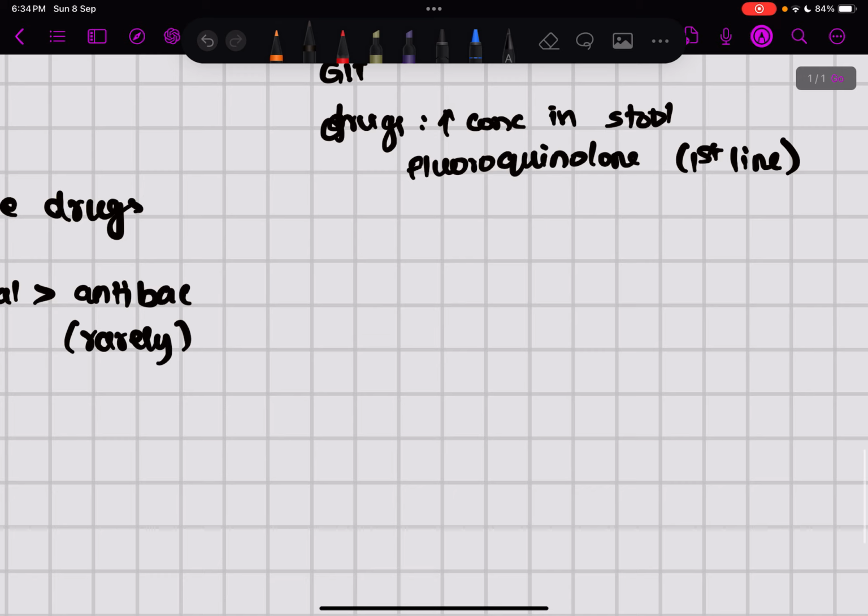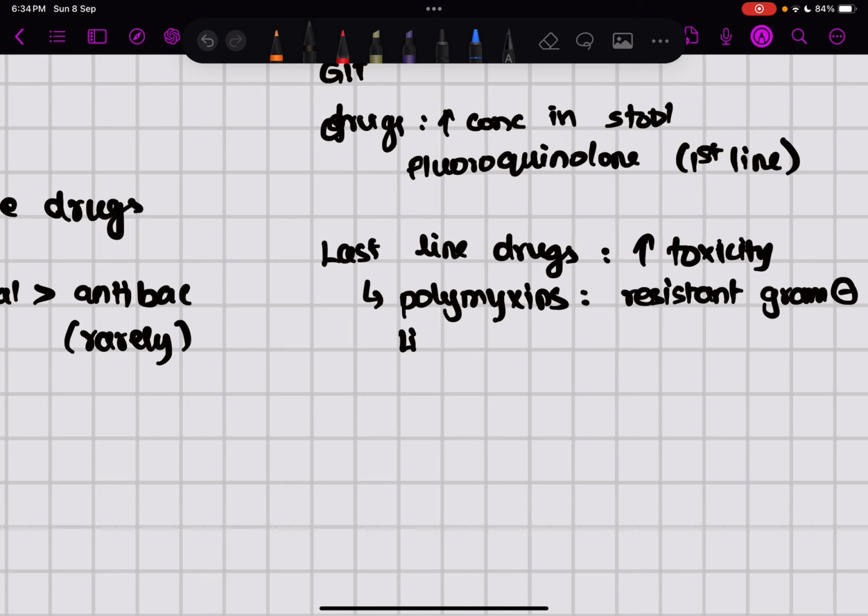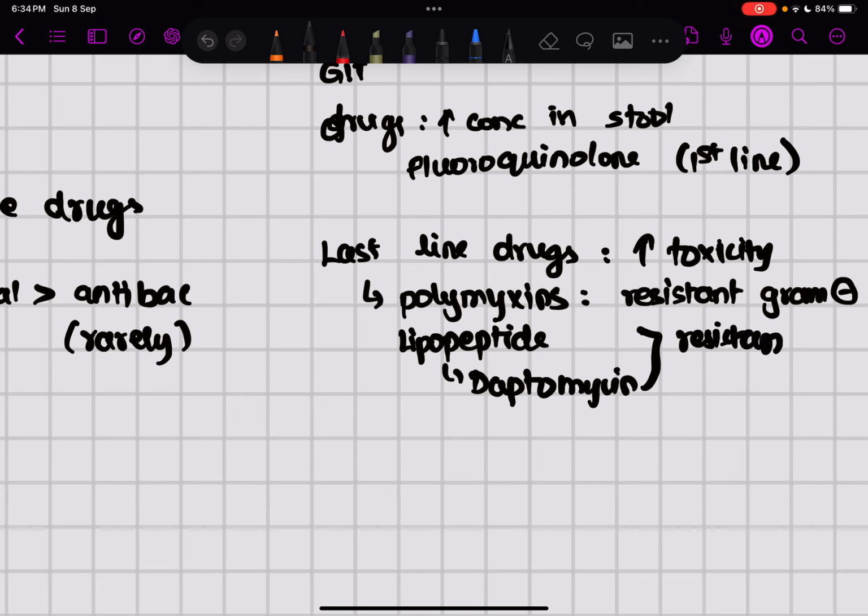And last line drugs are the drugs which have increased toxicity. For example, polymyxins. Polymyxins are for resistant gram negatives. And lipopeptide, daptomycin, is the only drug. It is for resistant gram positive.